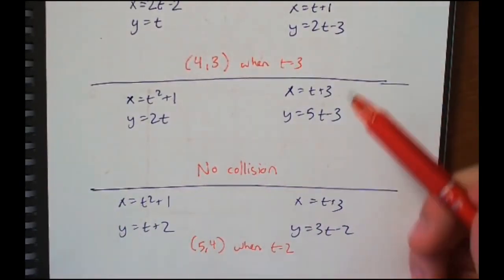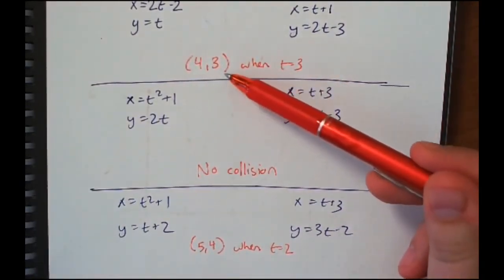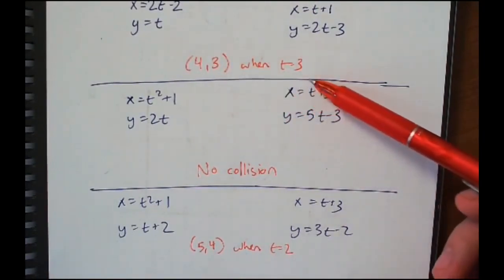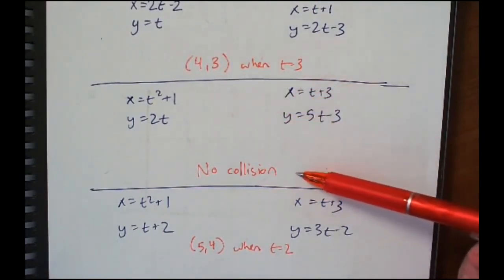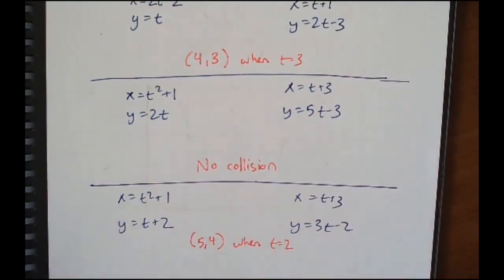All right, hopefully you had enough time to work it out. Here we go. So the first one, you should have gotten (4, 3) when t equals 3. The second one, you should have gotten no collision. And for the last one, you should have gotten (5, 4) when t equals 2.